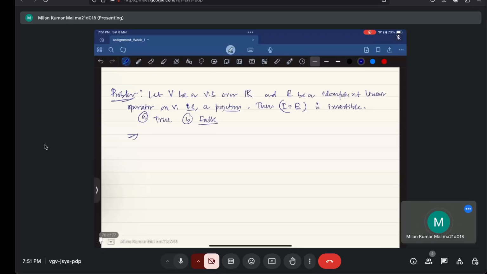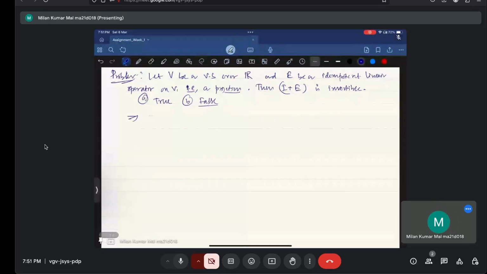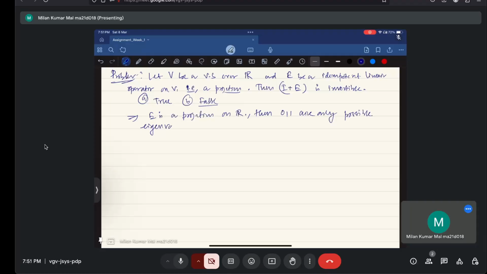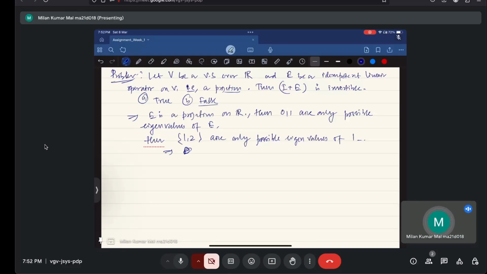So here, V is a vector space, any vector space, and E is a projection on V. Then 0 and 1 are the only possible eigenvalues of E. Then 1 and 2 are the only possible eigenvalues of I plus E. Therefore, as 0 is not an eigenvalue of I plus E, I plus E is invertible.